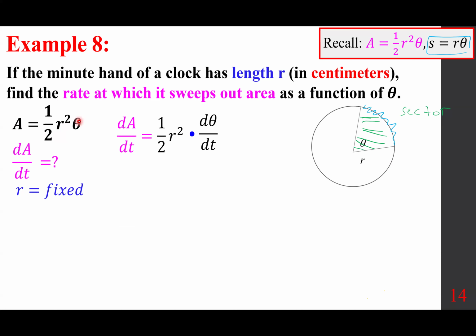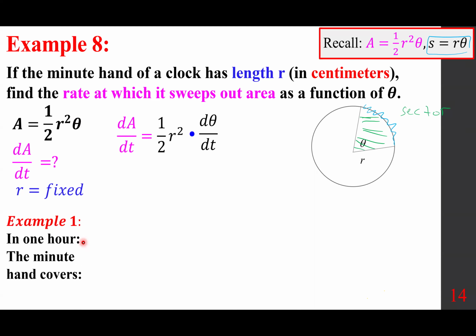Believe it or not, this is done, but I want to make more sense out of it by looking at a specific example. For example, in 1 hour, the minute hand covers what? A complete revolution of 360 degrees or 2 pi radians per hour. So d theta/dt in 1 hour is 2 pi radians, again, a complete revolution.